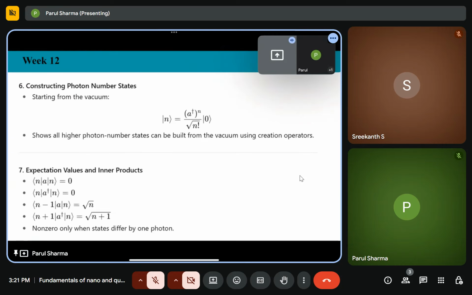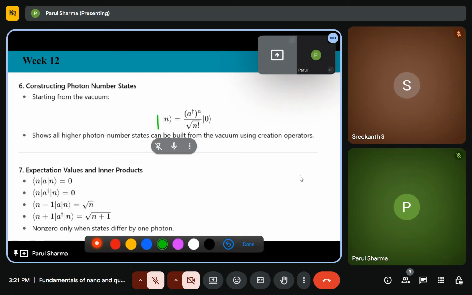So then, we can say that if we know the vacuum state and the raising operator, we can construct any state. So we can generalize it: the n state is equal to a dagger to the power n upon root n factorial, acting on the 0th state.